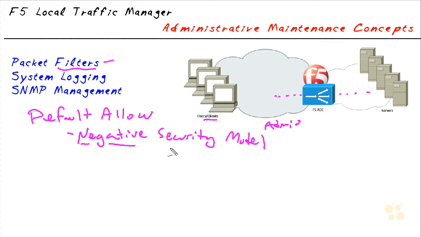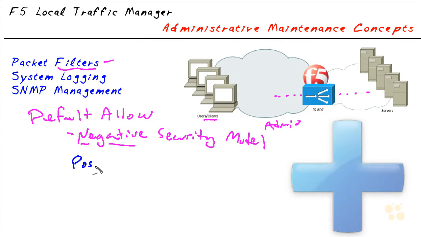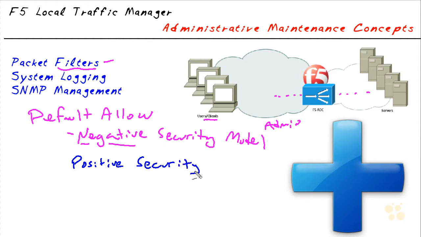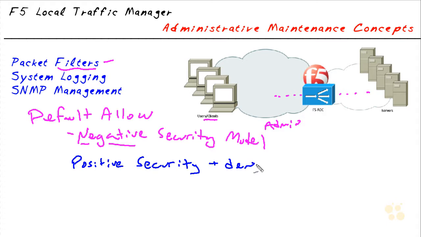By contrast, a positive security model is really what other vendors happen to do, which is the default deny. So if everything gets through your filters and is not specifically permitted, their reaction is to deny stuff. So we'll say deny all. But here in the F5 world, we are a negative security model, which is going to be a permit all, unless otherwise mentioned in there.